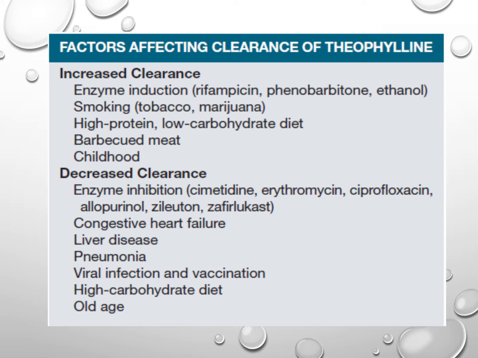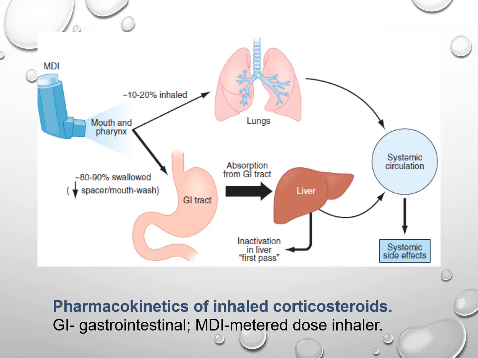Increased clearance: enzyme induction, rifampicin, phenobarbital, ethanol, smoking, tobacco, marijuana, high protein, low carbohydrate diet, barbecued meat, childhood. Decreased clearance: enzyme inhibition like cimetidine, erythromycin, ciprofloxacin, allopurinol, zileuton, zafirlukast, congestive heart failure, liver disease, pneumonia, viral infection and vaccination, high carbohydrate diet, old age. Here you see pharmacokinetics of inhaled corticosteroids, GI gastrointestinal, MDI metered dose inhaler.